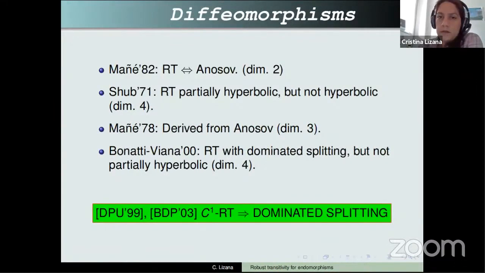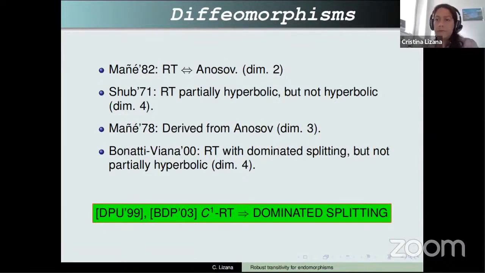So for diffeomorphisms, that is the very well-known setting, no? I'm not presenting this in chronological order, but ordering by dimension. In dimension 2, we know the very well-known result from Mañé, who proved that robustly transitive diffeomorphisms are equivalent to Anosov. So you have this hyperbolic structure in the whole manifold. And he got a stronger result. Actually, he found which surfaces admit this kind of system. There are some examples from Shub and Mañé, where they construct these robustly transitive diffeomorphisms that are not hyperbolic, but are partially hyperbolic.